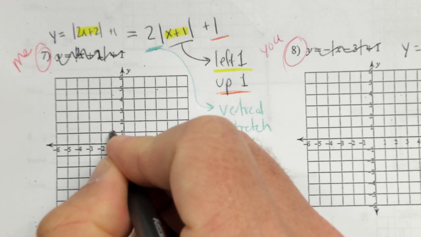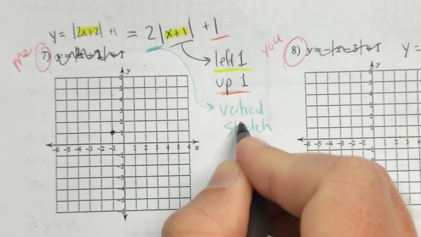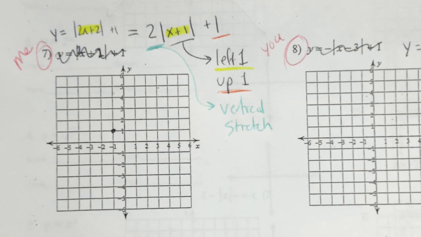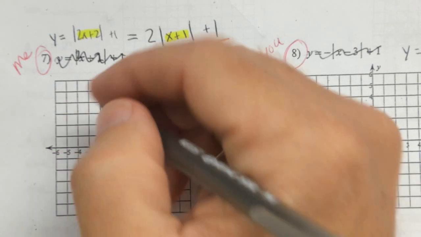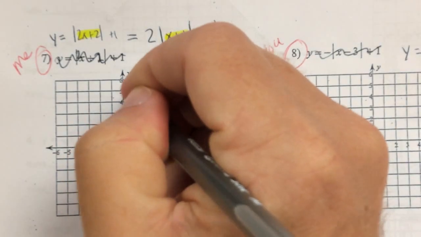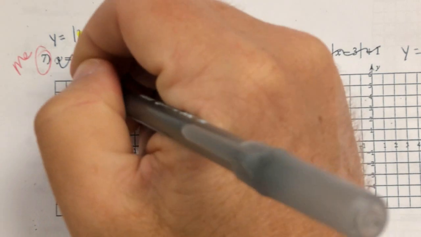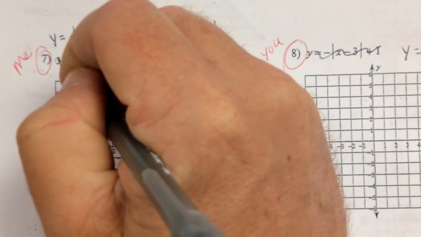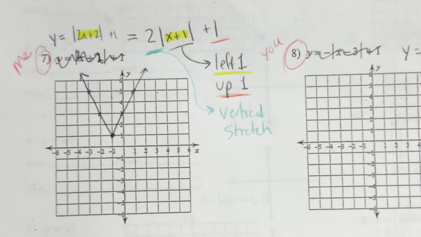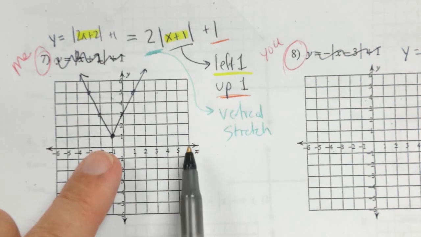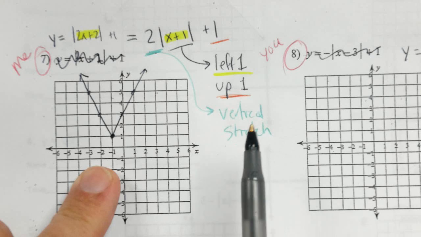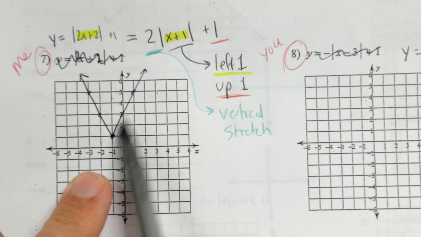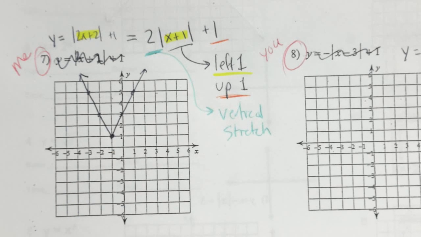Okay, left 1, up 1. Vertical stretch. So it's still pointing up. I need to stretch it out. It sort of has the slope of 2, up 2 over 1. And then again, try it where you just quickly check and make sure. Vertical stretch, left 1, up 1. Yeah, so I feel good about that graph.